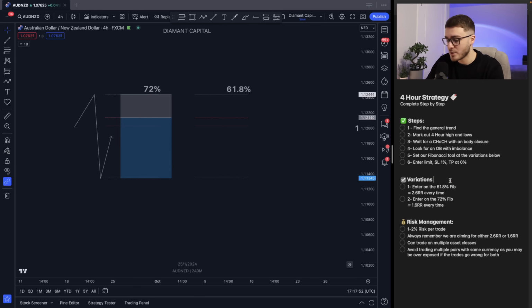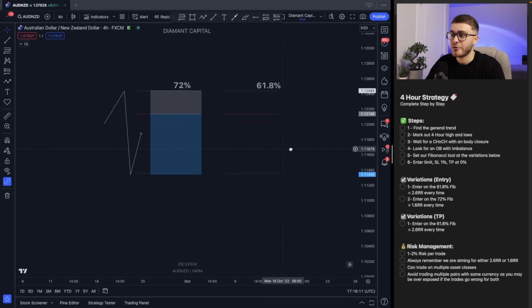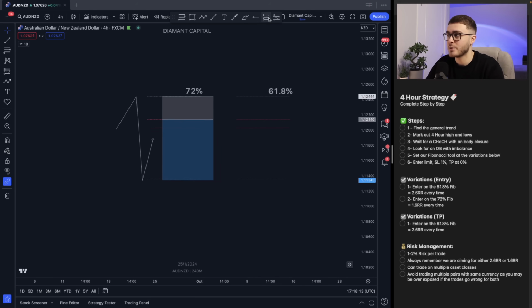So this one is all about taking profits, right? TPs. I'm also going to be including one when it comes to, actually, so this one's for entry, my bad. And then when we're talking about take profits as well, that's going to be a different issue. So for now, the 72%, and then we've also got the 61.8%.